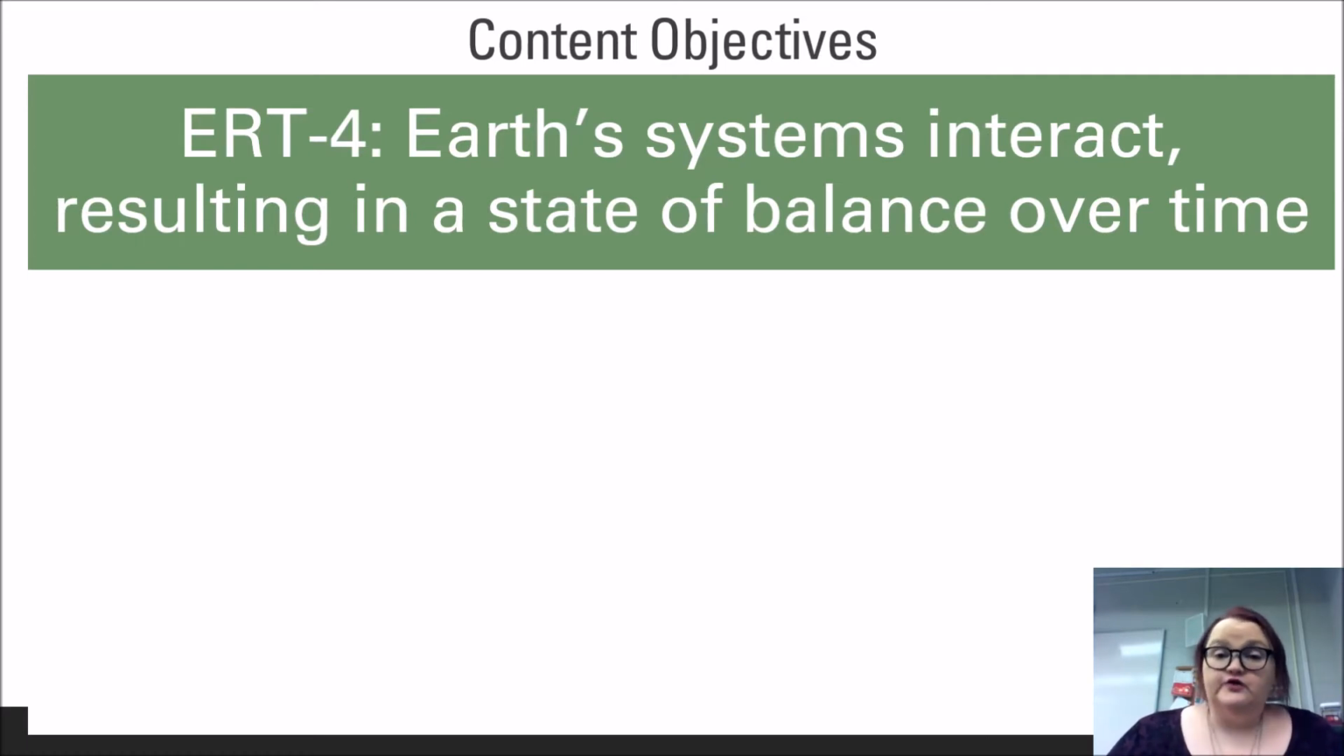Now that we know how nutrients are moved through the various parts of the Earth, it is important for us to understand how the basis of this system is formed and how its processes change the way the rest of the system functions. This leads us to the content objective of understanding that Earth's systems interact, resulting in a state of balance over time.